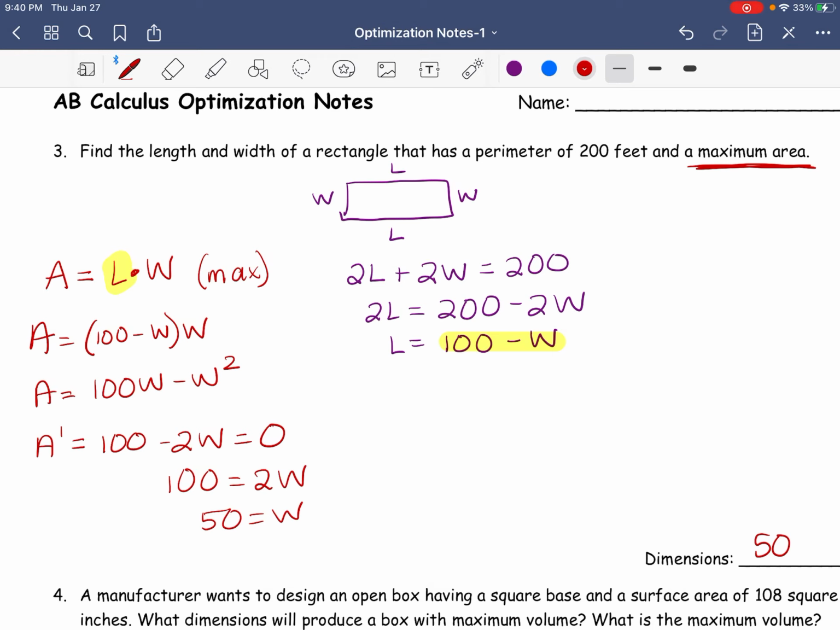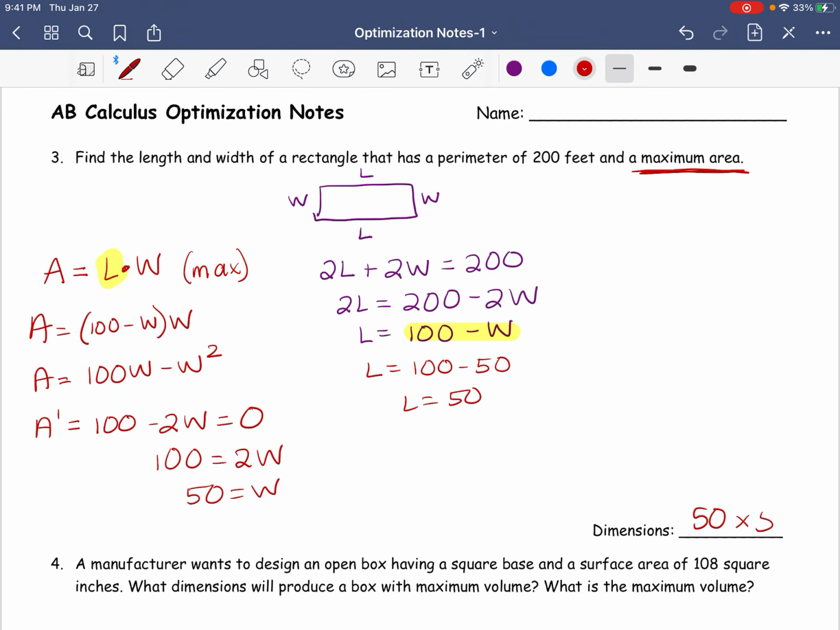And we're trying to find the dimensions here. We're trying to find the length and the width. So let's go back and find the length. 100 minus 50. And the length is also 50. So my dimensions are 50 by 50.